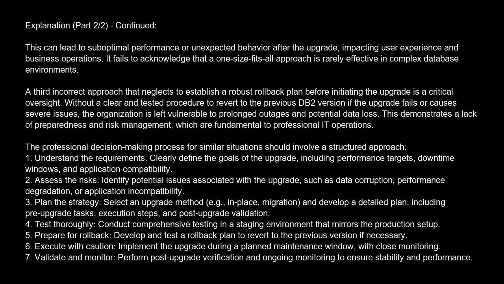3. Plan the strategy. Select an upgrade method, e.g., in-place migration, and develop a detailed plan including pre-upgrade tasks, execution steps, and post-upgrade validation. 4. Test thoroughly. Conduct comprehensive testing in a staging environment that mirrors the production setup. 5. Prepare for rollback. Develop and test a rollback plan to revert to the previous version if necessary. 6. Execute with caution. Implement the upgrade during a planned maintenance window with close monitoring. 7. Validate and monitor. Perform post-upgrade verification and ongoing monitoring to ensure stability and performance.